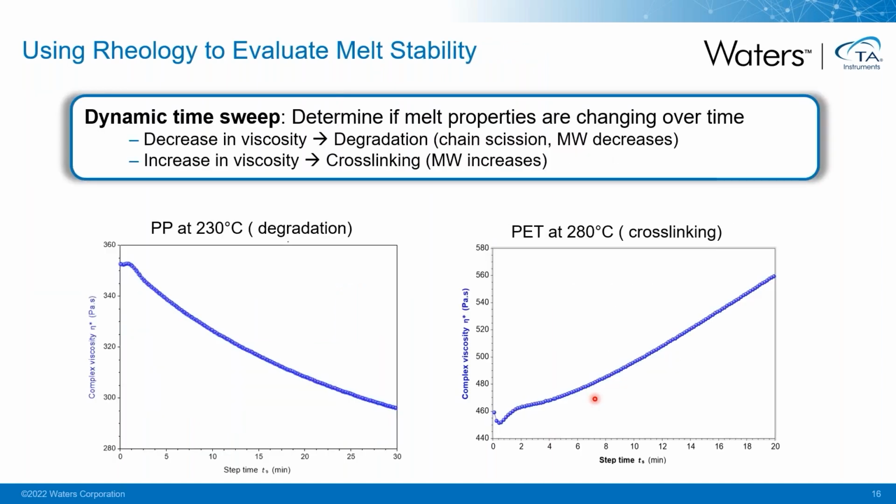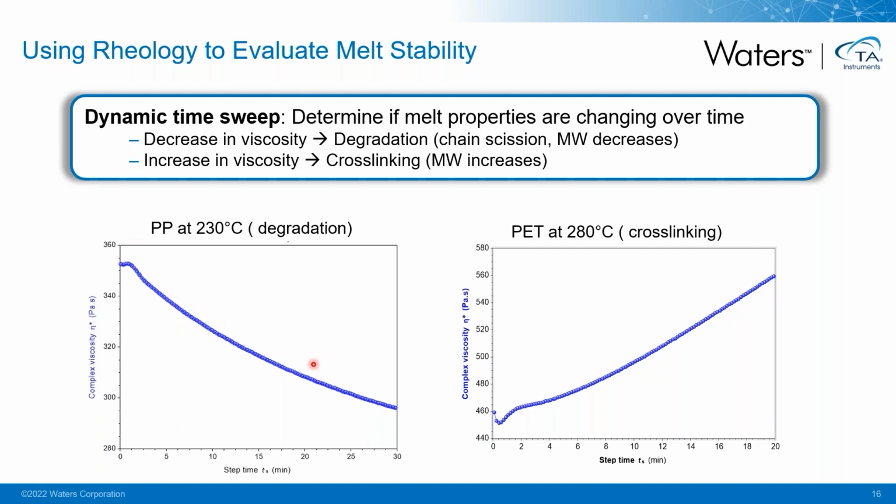Here are some examples showing how to use rheology to monitor processing stability. We load the sample to the rheometer and conduct a dynamic time sweep test at the target processing temperature. If the polymer is stable, its melt viscosity should remain constant over time. But as we look at these two examples here, for processing polypropylene at a temperature of 230 degrees C, we see that its viscosity decreases over time, which indicates that this polymer undergoes a molecular weight reduction.